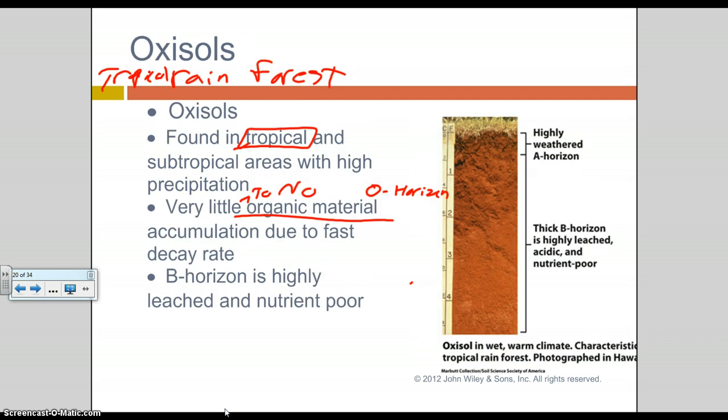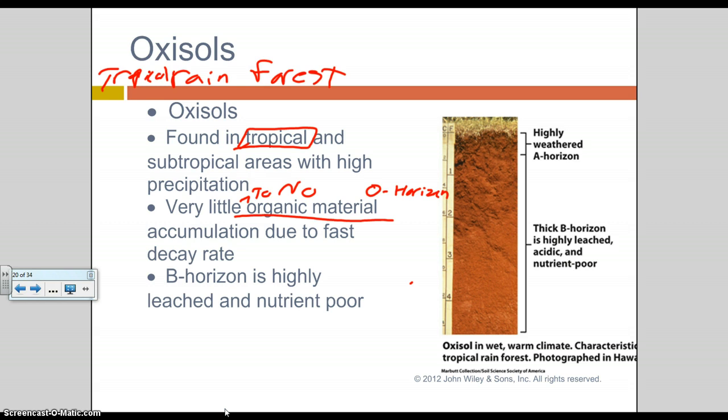Now, an oxasol is a unique case. There is also no O horizon in an oxasol as well. There is no plant litter layer. We'll talk about why in just a minute. Oxasols you find in a tropical rainforest. Now, when I think of an oxasol, I think, there's a lot of oxygen. Tropical rainforests have some of the most vegetation, therefore they're producing significant amounts of oxygen. So oxasol, lots of oxygen, and we find these in the biome of a tropical rainforest.